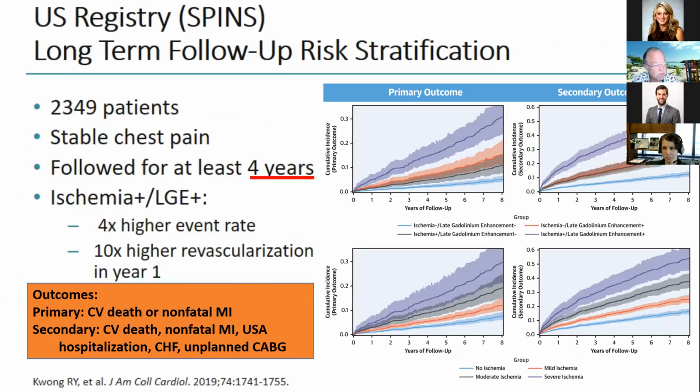And this is if you follow them 4 years, the primary outcome CV death or non-fatal MI. And where you want to be, this is no ischemia, is the low blue one. That's where you want to be. And if you have no ischemia and late gadolinium enhancement that's negative, you're going to be alive in 4 or 5 years. And if you don't have them negative, something bad will happen to you. And that's the purple curve on the top.